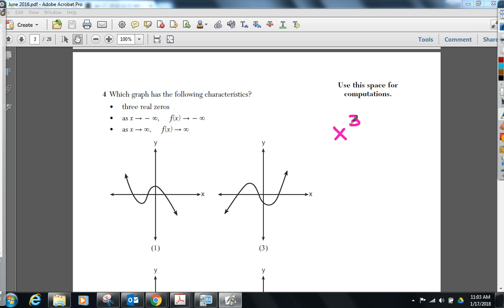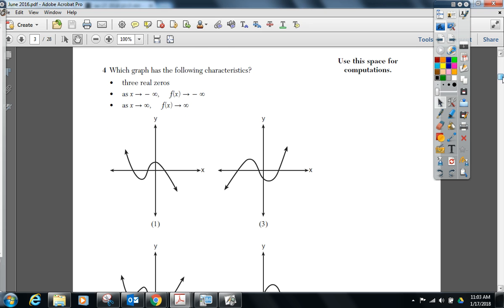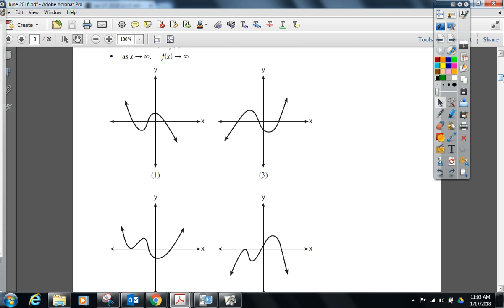Opposite each other. Okay? If you take a look right now at choice 2 underneath there, what do you notice about choice 2? They're both ending up, and they're both ending down for choice 4. That tells me the highest exponent is even. Okay? Even. All right? Thank you, Hannah.